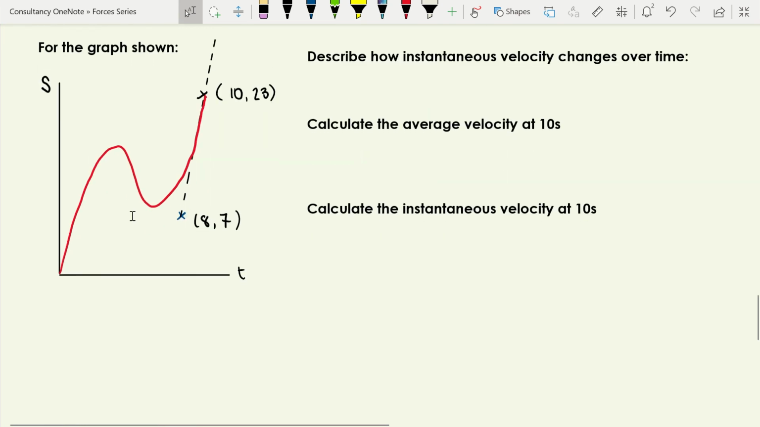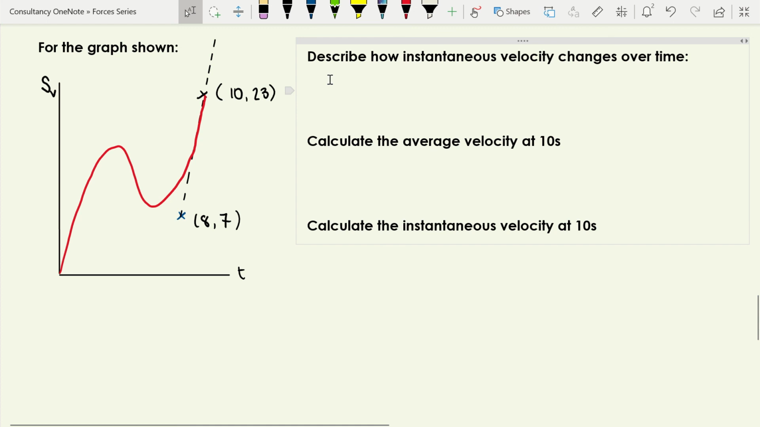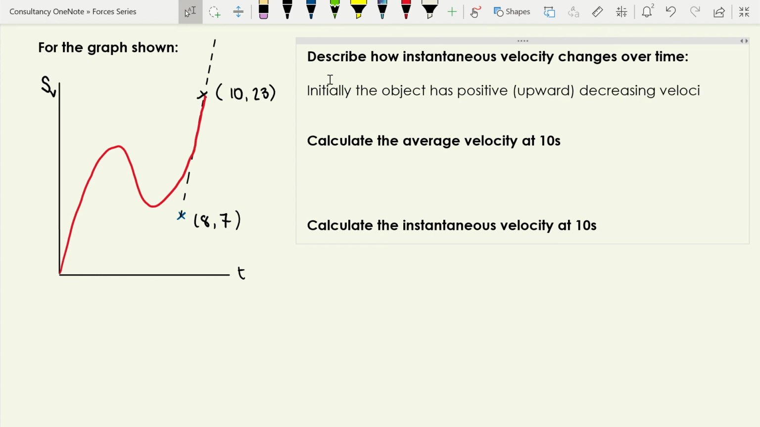So let's have a look at describing this graph because we've got quite a few things that we need to include there. First of all, we've got a positive gradient that's decreasing. So let's say we've got a displacement in the vertical direction, to be more specific. So positive would mean it's going upwards. So initially the object has positive, which means upward in the way I've defined it, decreasing velocity. How do we know that? Because the gradient is positive but decreasing.